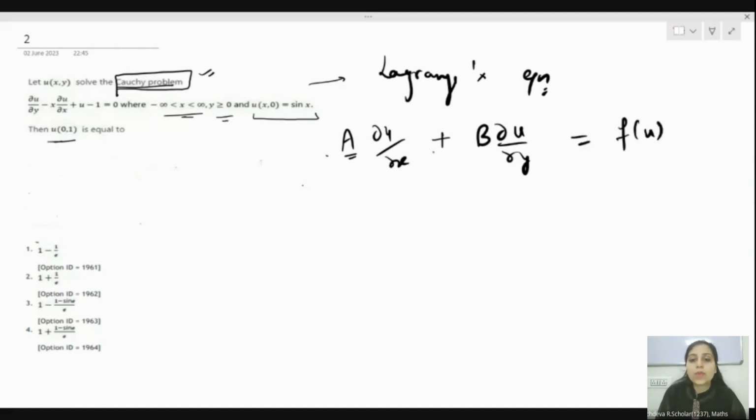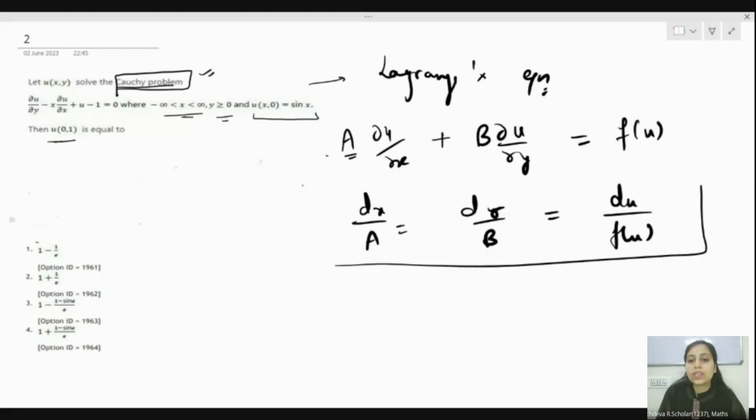In these types of problems, we can write the Lagrange equation as dx upon a, dy upon b is equal to du upon f(u). And then solve these differential equations to get the final solution.